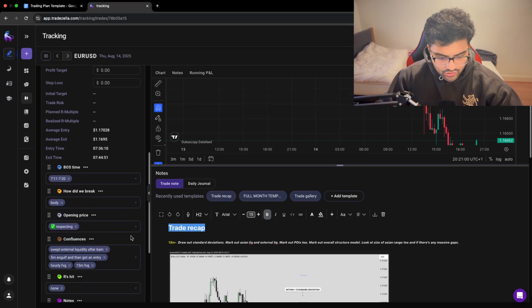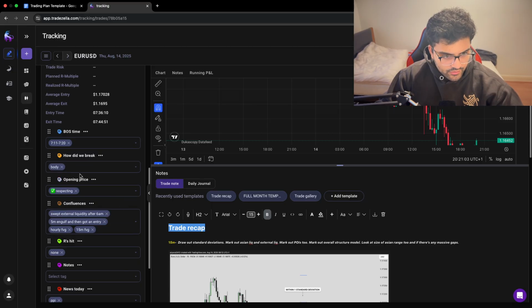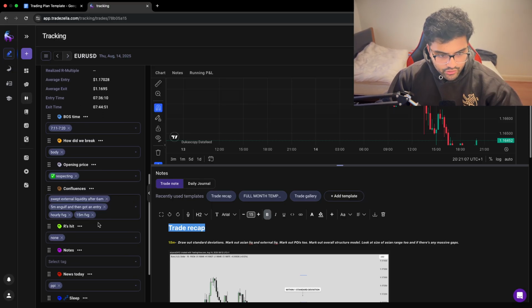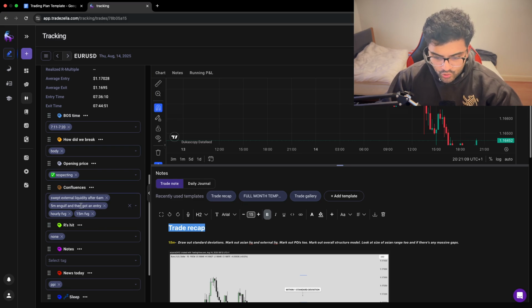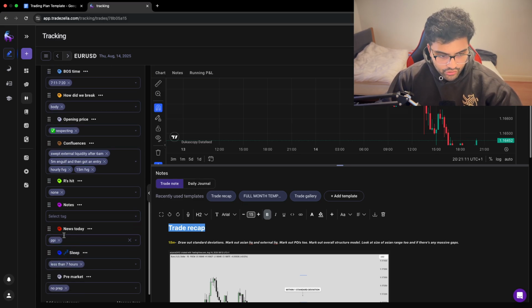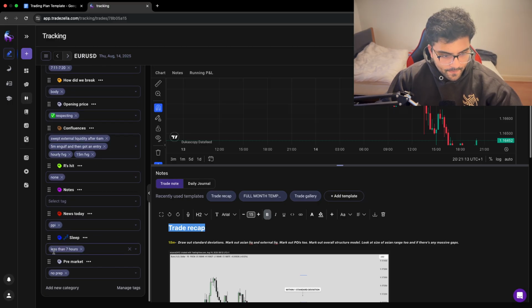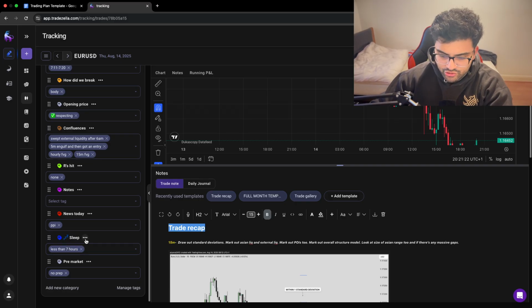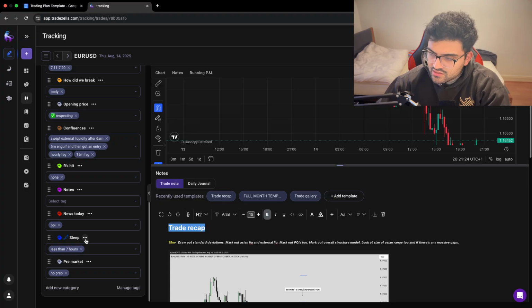And these are my tags on TradeZella. All of this good stuff. So the time of the break of structure, respecting opening price, confluences, and all those other things. Also today was PPI as well, so I've made a note of that. And yeah, as you can see, in terms of prep, I did come to the charts a bit late, so that's why I've put no prep. In terms of sleep, there was less than 7 hours. I checked on my watch. It was like 6 hours and 30 minutes, so still less than 7 hours. But anyway, noted that down.